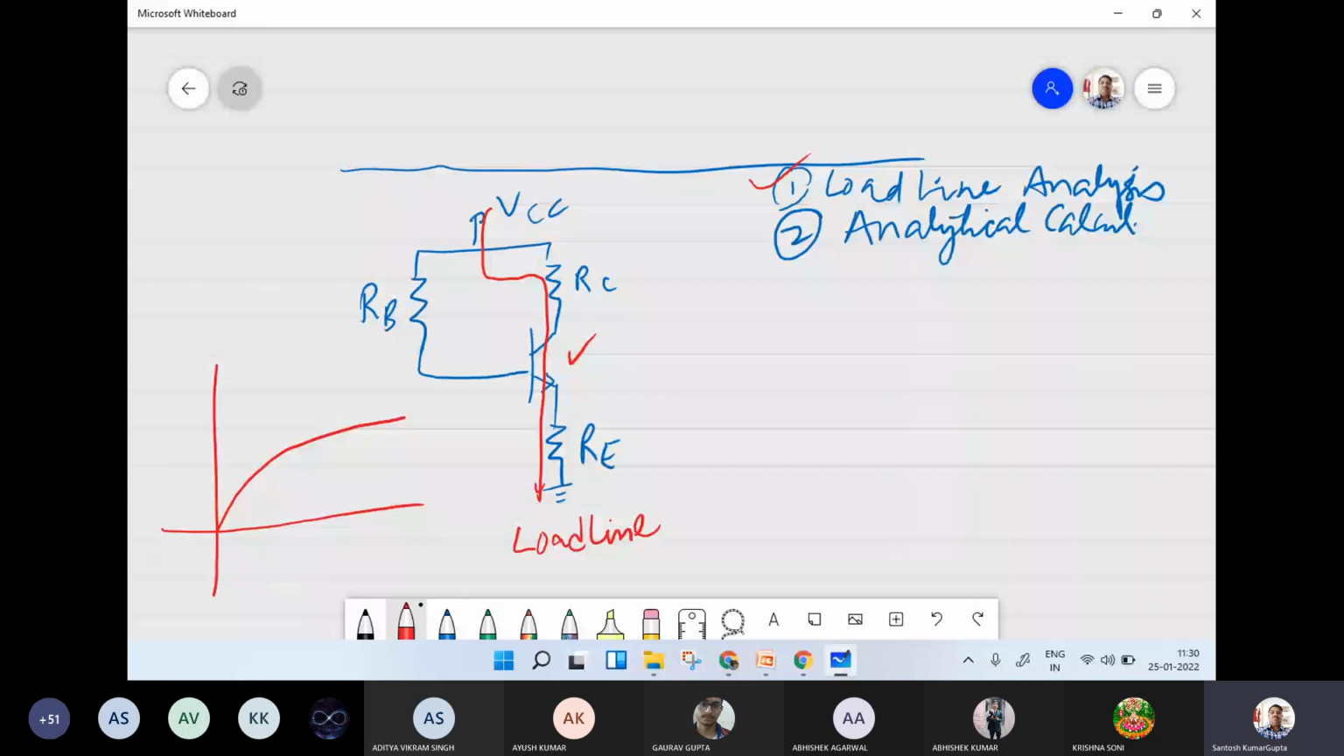Here now we will look at the analytical calculation method. So as previously, we see that the current through the base of this transistor is, say, IB, the current through the collector is, say, IC, and the current through the emitter is, say, IE.